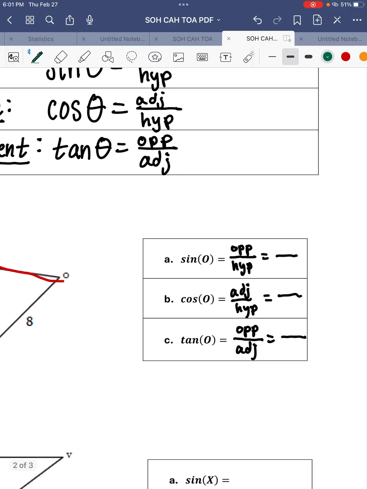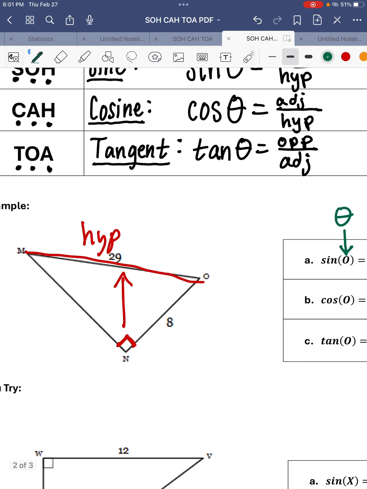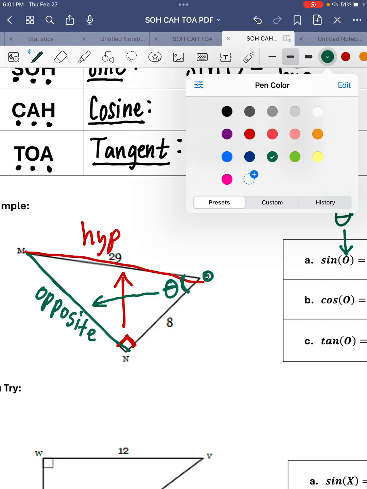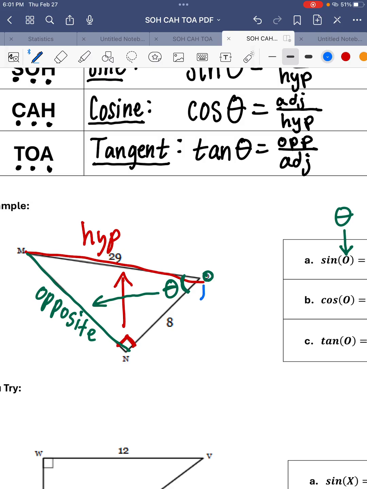Now, remember, the theta is just the angle that you're focused on for the question. So in A, B, and C, when it's asking you to find sine, cosine, and tangent, in each case, the theta is just O. So I'm going to come over here, find side O, and that is going to be the theta. From that O is where I can draw my arrow across and label the opposite. And finally, the 8 will be the adjacent.